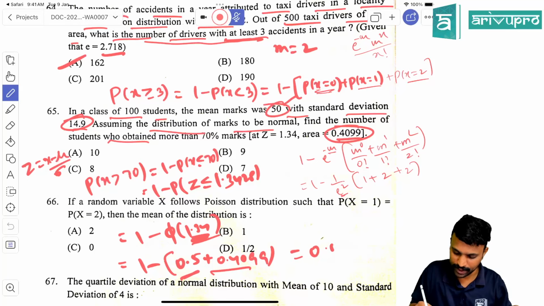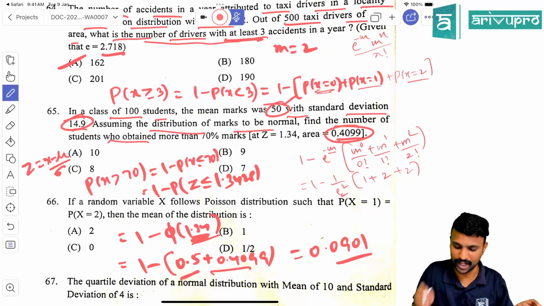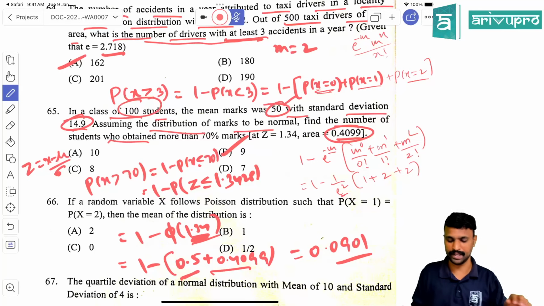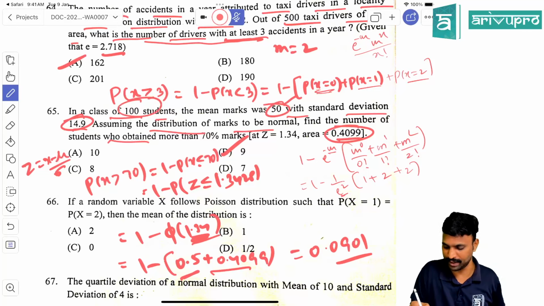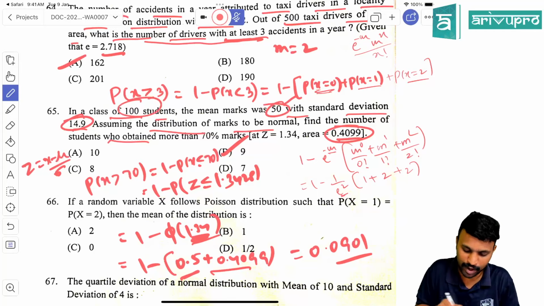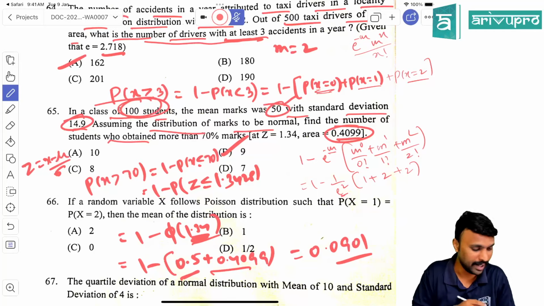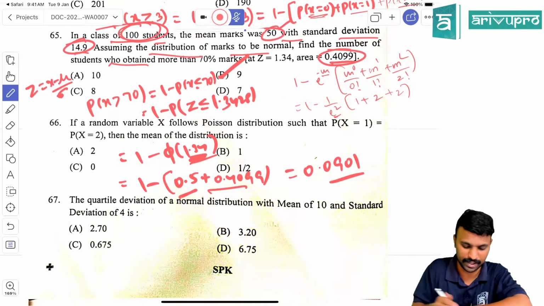0.0901. Now we have to find the number of people. So total number of people are 100, 0.0901 into 100 you get 9. Option B is the answer. Is it clear? 0.5 plus 0.4099 equal to, then make it negative, then add 1. 0.0901, then into 100, because the probability is 0.0901. You have to find the number of people, so you have to multiply 100. So 9.01. So option B is the right answer.